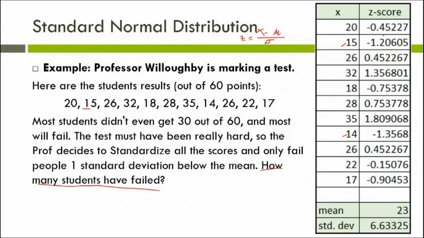Now there are only two students who got below one standard deviation below the mean, which means those students who scored 15 and 14 will be the students who will fail the test. So the conclusion here is students who got 15 and 14 scores respectively will fail the test. So that is how we convert a value into z-score. We have only seen here one of the applications of using z-scores.